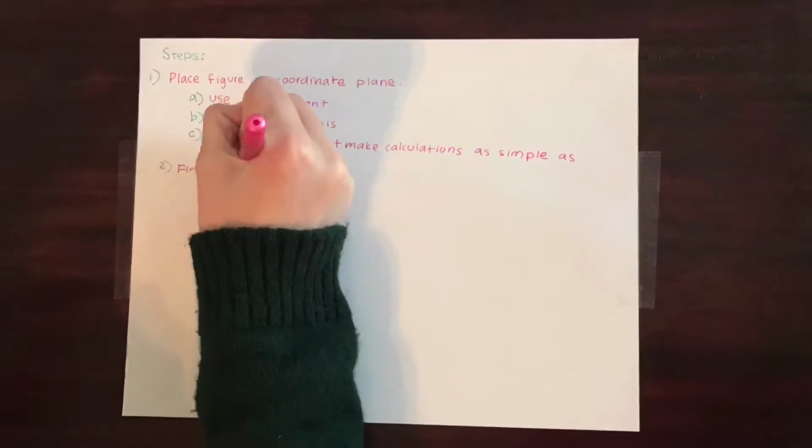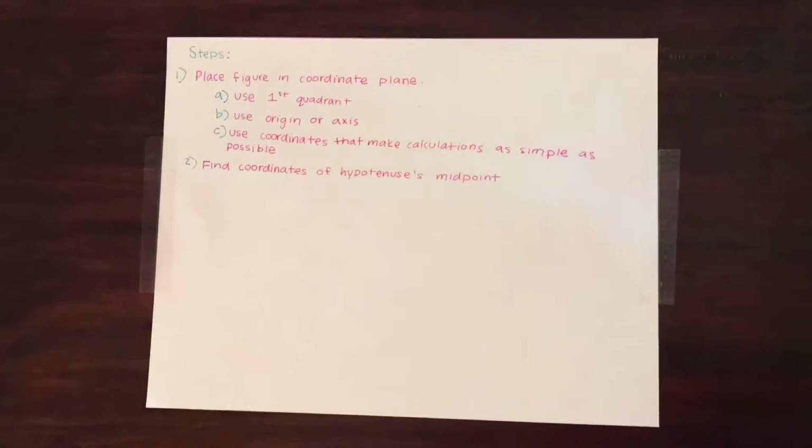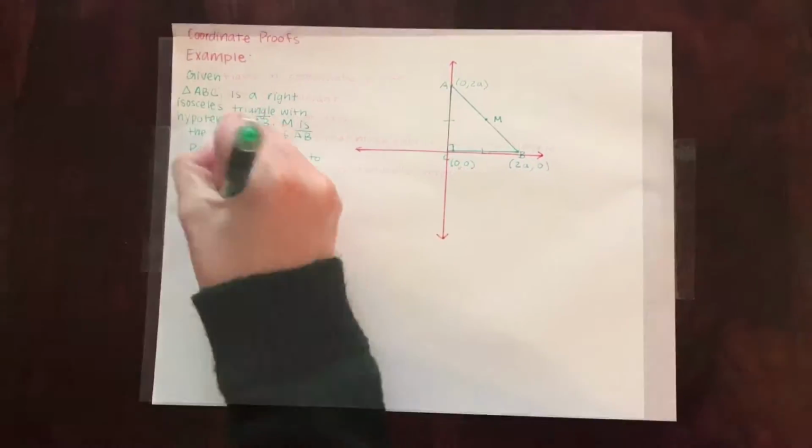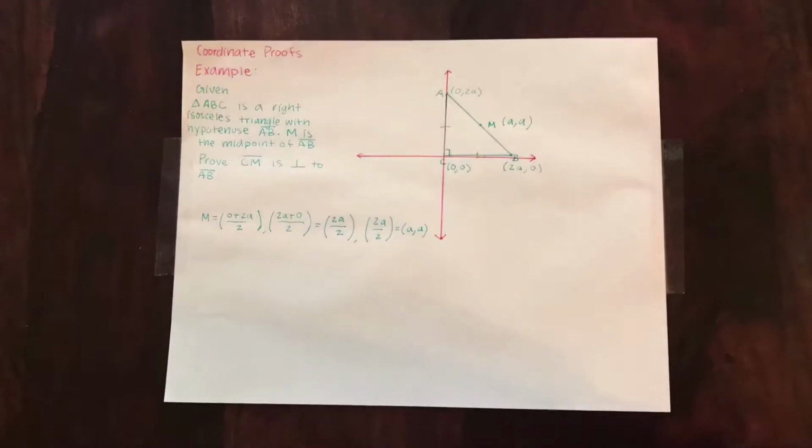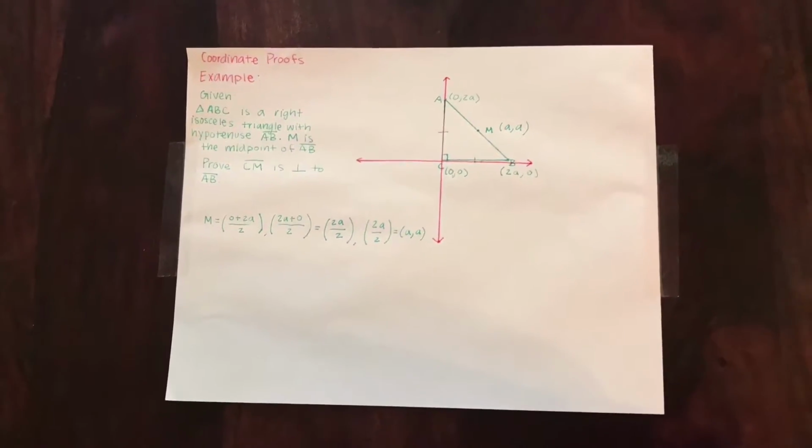Step 2. Find the coordinates of the hypotenuse's midpoint. Find the coordinates of M, use the midpoint formula. In this case, the coordinates of M would be (A/2, B/2). Label M with those coordinates.